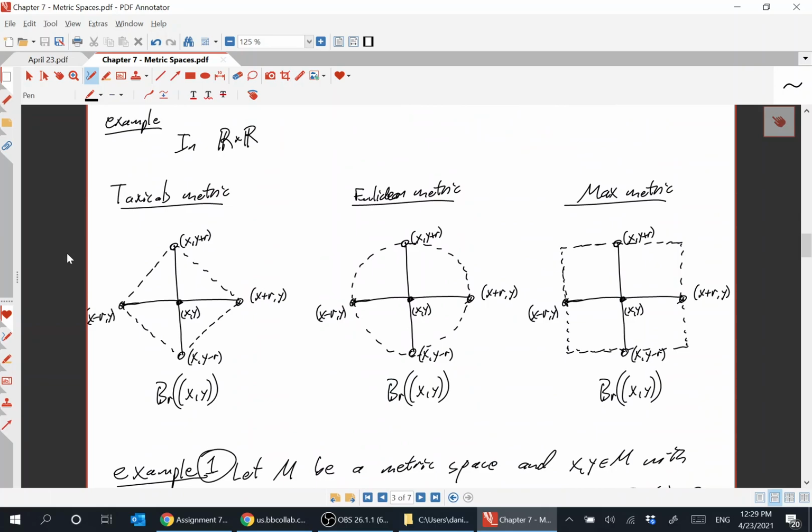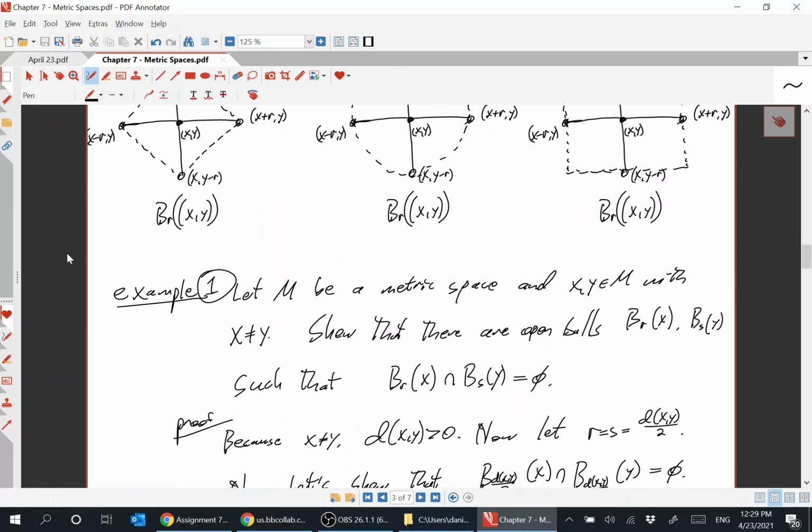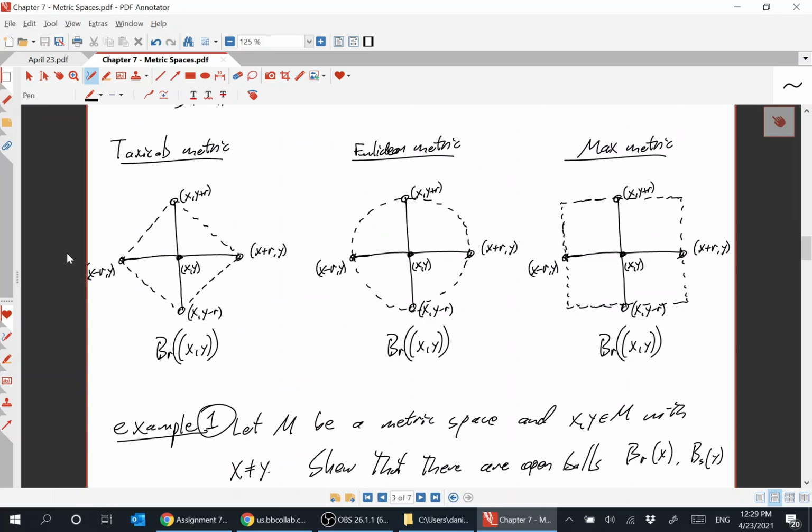And in R cross R, with the 3 different metrics, you get 3 different definitions of open ball. Yes, they're not all shaped like balls, okay? But the Euclidean metric is sort of the intuitive standard. It is the intuitive standard.